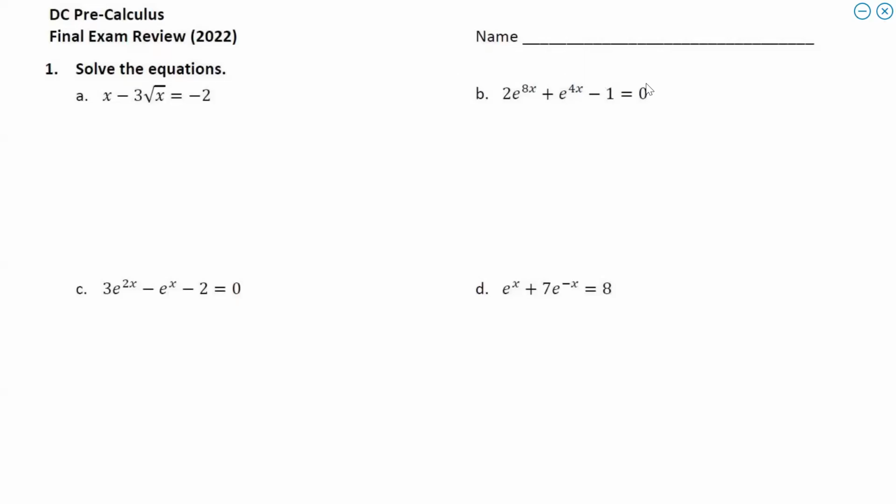I'm going to distribute a natural log of 5 to both of these pieces. I'm going to distribute a natural log of 6 to both of these pieces. So I'm going to have 2x ln 5 plus ln 5 equals x ln 6 minus 2 ln 6.